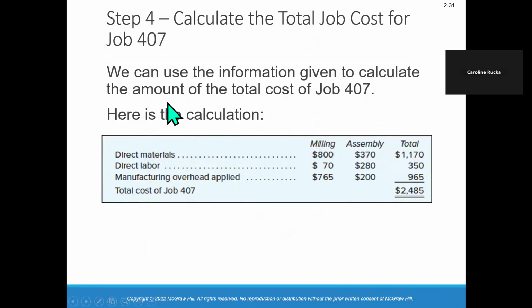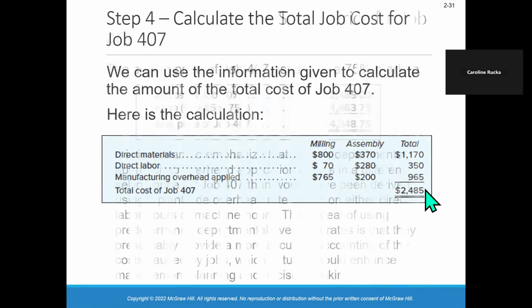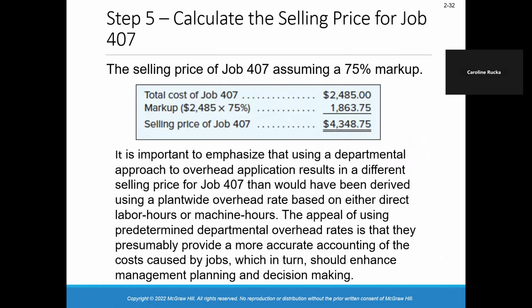Then we calculate the total amount of the cost for job 407. We have our direct materials, our direct labor, our manufacturing overhead applied. That's using both milling and assembly. So the total job cost was $2,485, but we're not done because we have to mark it up by 75% so we can make a profit. So 75% of 2,485 is 1,863. We add those together and we have the selling price for that item.